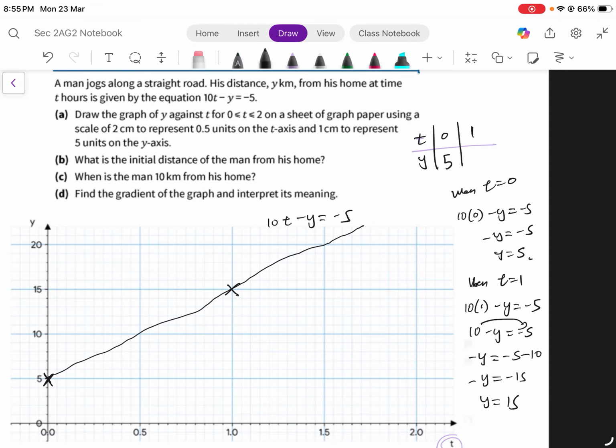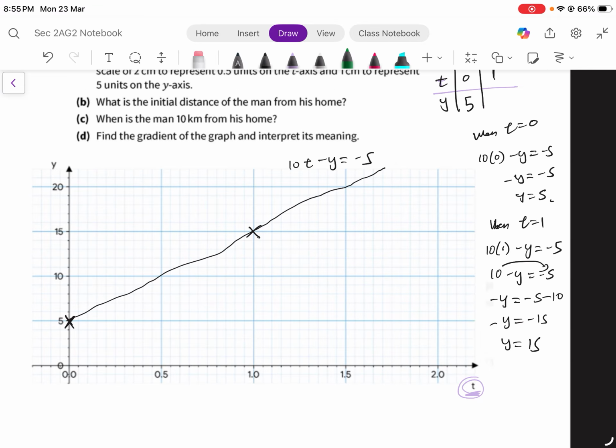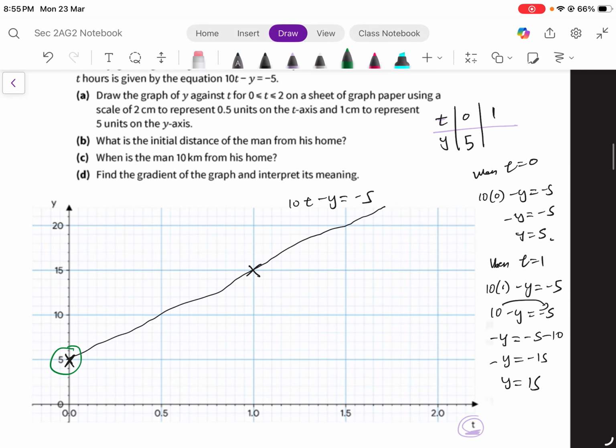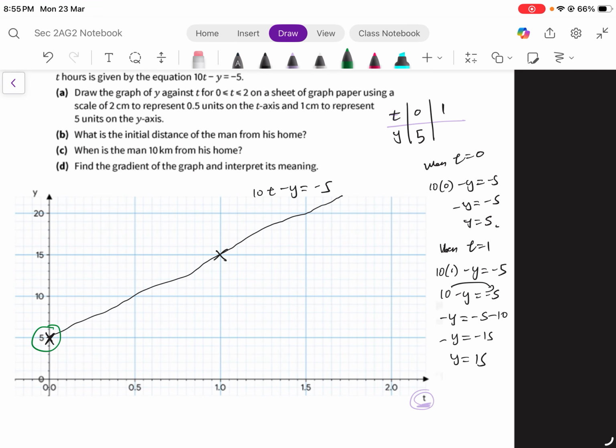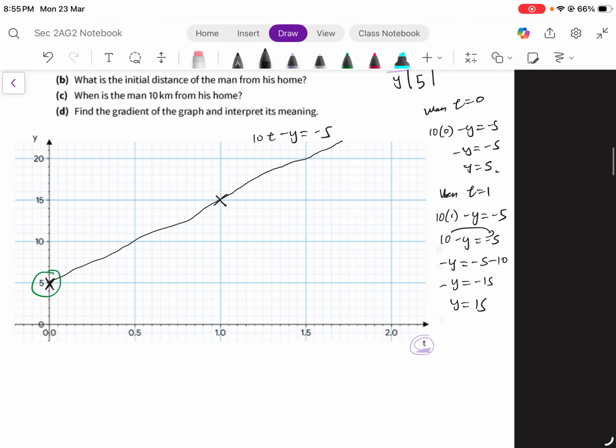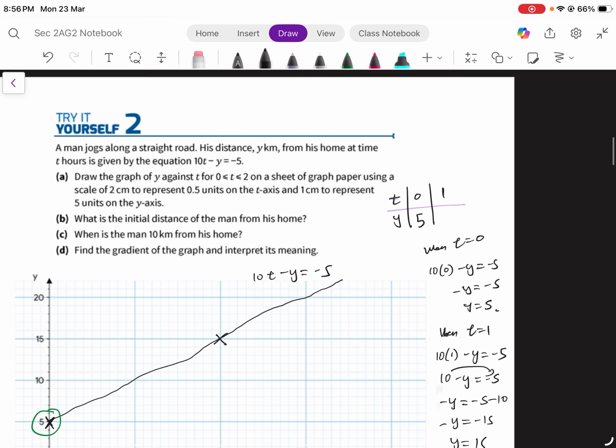Okay, so what is the initial distance? The initial distance is talking about this one, right? When he first, before the time even started, what is his initial distance? His initial distance is 5 kilometers. So part B, 5 kilometers.